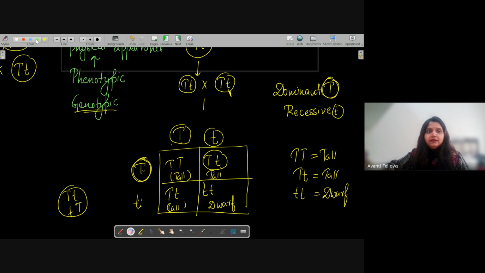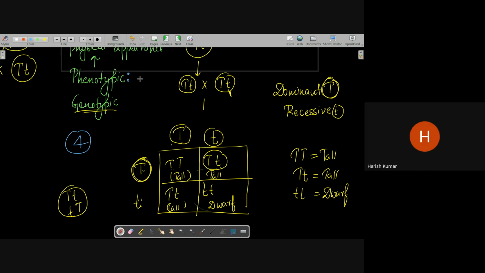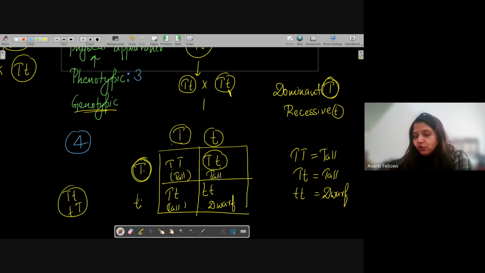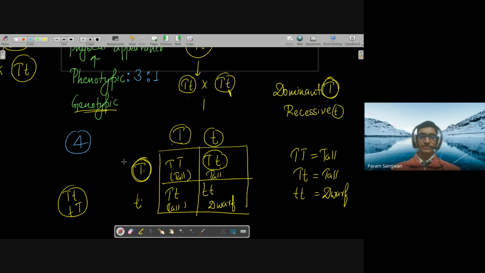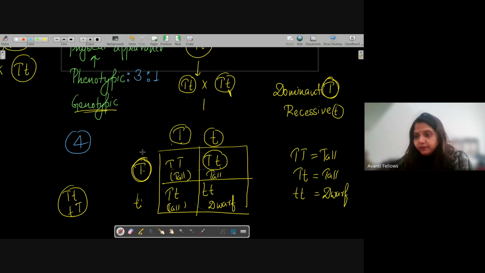How you are going to write this phenotypic? So in the form of ratio. What will be the phenotypic ratio of this? How many tall plants are here? Out of 4, how many tall plants are here? 3. How many small plant or dwarf plant? 1. So the phenotypic ratio is? Correct? 3:1. 3 ratio 1. And now about the genotypic character.